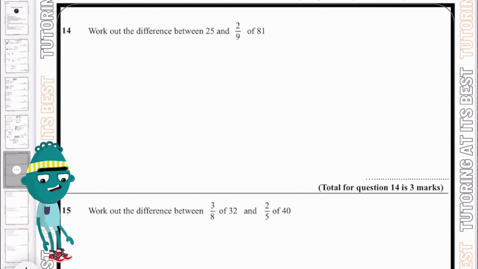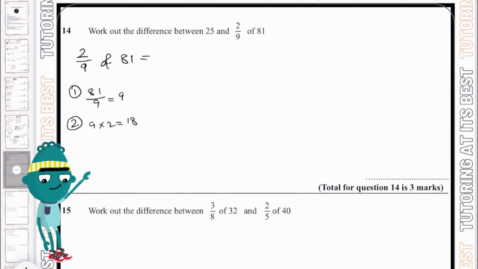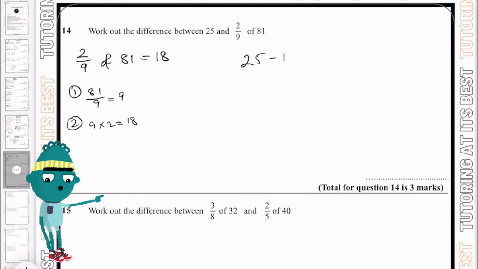So question 14. Work out the difference between 25 and 2 over 9 of 81. The first thing I'm going to do is work out what 2 over 9 of 81 is. Now I know I divide by the denominator and times by the numerator, so 2 over 9 of 81 is 18. I then have to find the difference between 25 and 18. So 25 minus 18 gives me 7, and that is my difference.